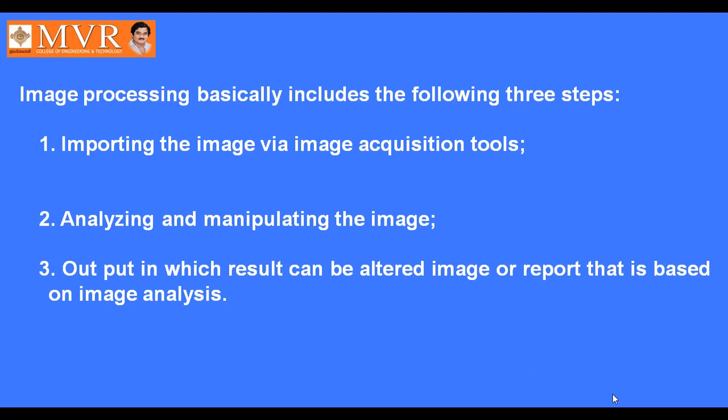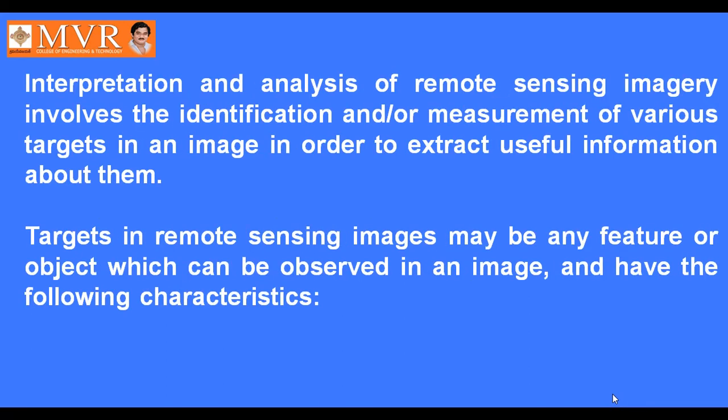So image processing has 3 steps: importing the data, analyzing and manipulating the data, and output, in which the result can be an altered image or a report that is based on the image analysis. These three steps are very important for the processing of an image.